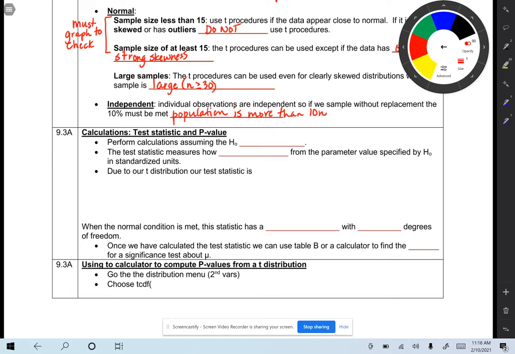All right, for our calculations portions, when doing a significance test, we need to calculate the test statistic, and from there we can figure out the p-value. So we perform calculations assuming that the null hypothesis is true. So going back to our null and alternative hypotheses, the test statistic measures how far the sample statistic differs from the parameter value, and in this case our parameter value is the null value, the mean, specified by the null hypothesis in standardized units.